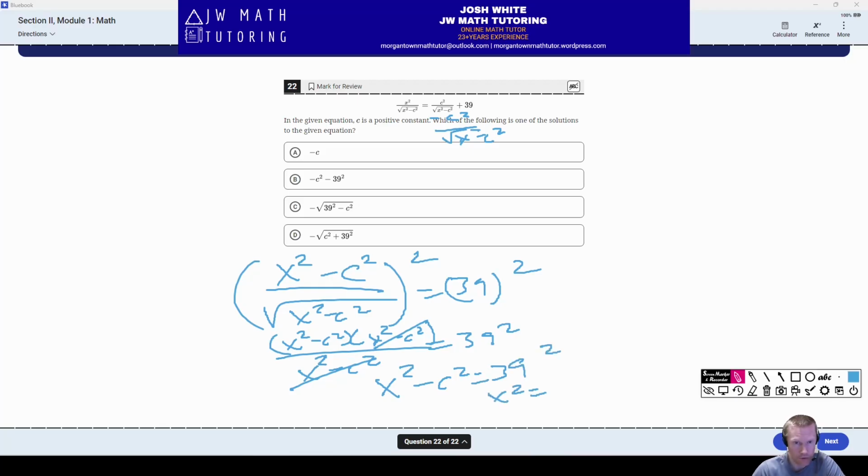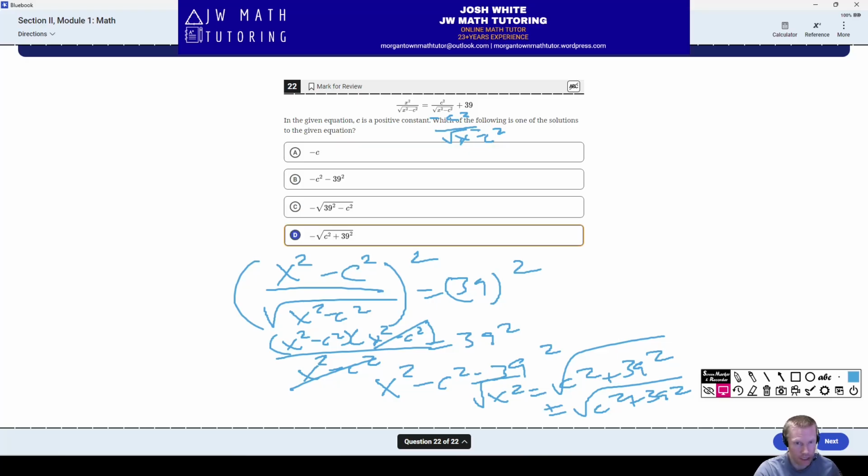X squared equals c squared plus 39 squared, moving it over to the other side. And then last, you can take the square root: plus or minus the square root of c squared plus 39 squared. Okay, so the correct answer for this is going to be letter D. Again, this is how you could do it by hand.